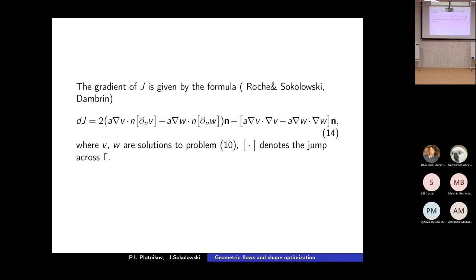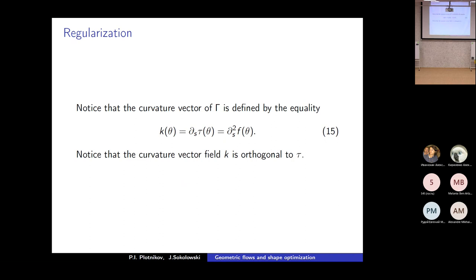Important things. For the convergence functional DJ and even the Gaussian D2J, formulas are known and you can find them on this slide. We really see that it is a quadratic form of the normal derivative of V and the normal derivative of W. A little bit complicated, but in fact, in order to calculate it, you have to calculate the normal derivative of V and W, solutions to the Dirichlet and Neumann problems.